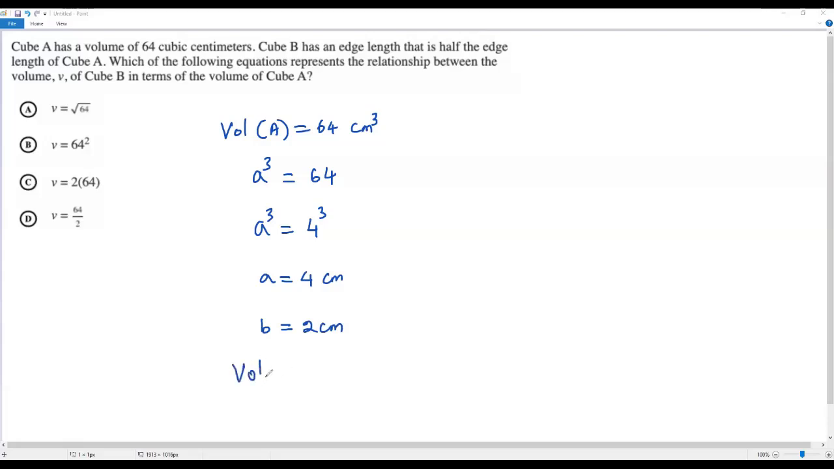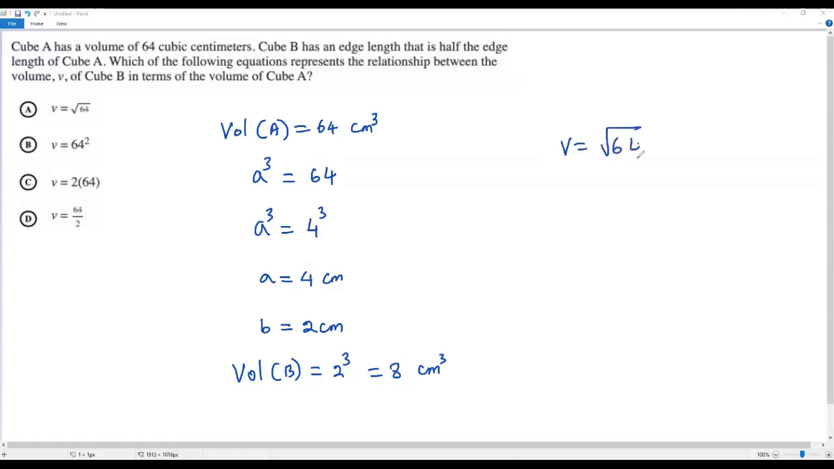Now let's find the volume of cube B. To get the volume of cube B, the edge length has to be raised to the power of 3. Then 2 to the third power equals 8 centimeter cube. Now I got the volume of cube B. But now this volume of cube B, 8, has to be expressed in terms of the volume of cube A, that is 64. When I go over the given options carefully, in option A, I find V is equal to square root of 64.